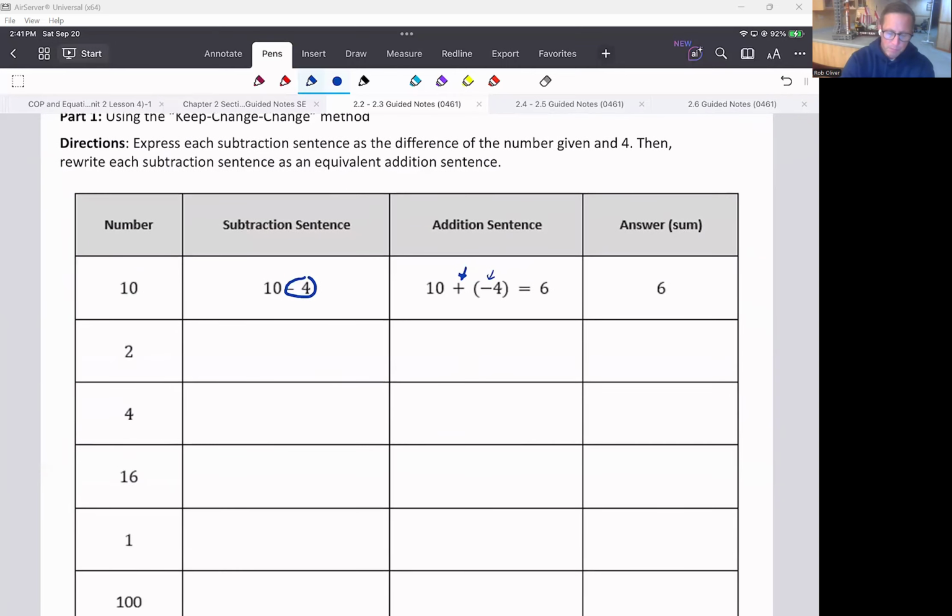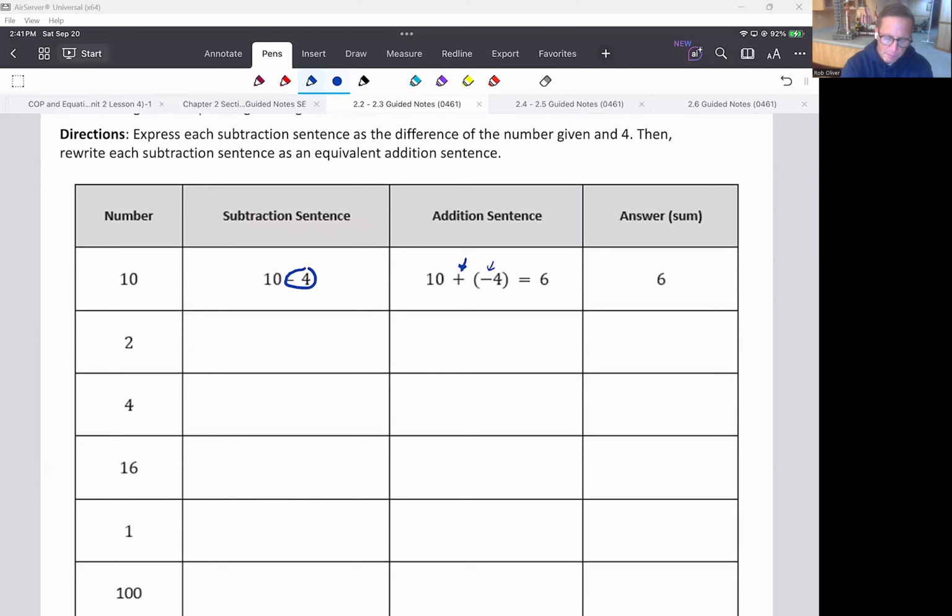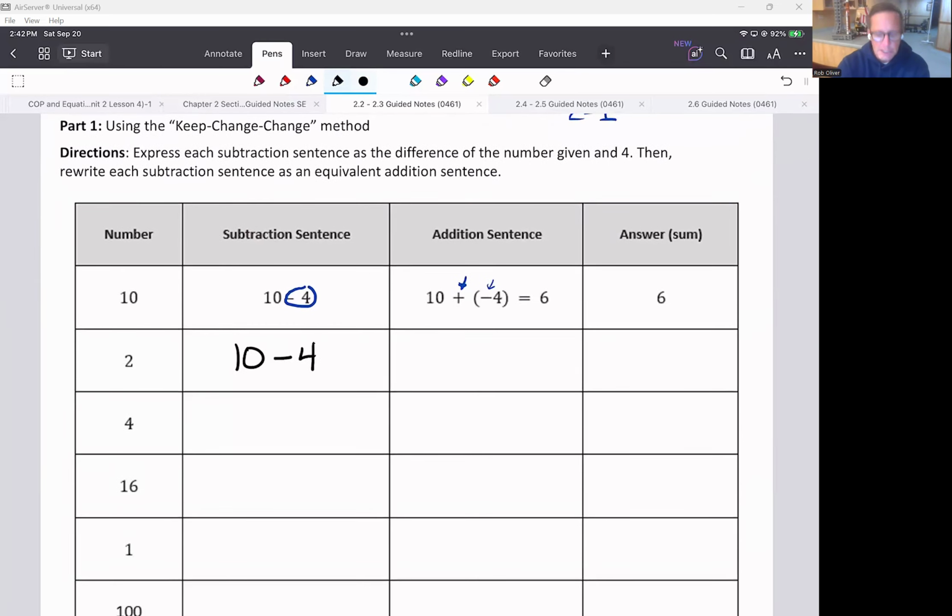So here, let's go through some of these. Right here, I'm going to write this out. We've got 10 minus 4. We're going to write it out as subtraction, and then we're going to change it to addition. So we're going to write it as 10 plus negative 4. I know it's like, what's the point?